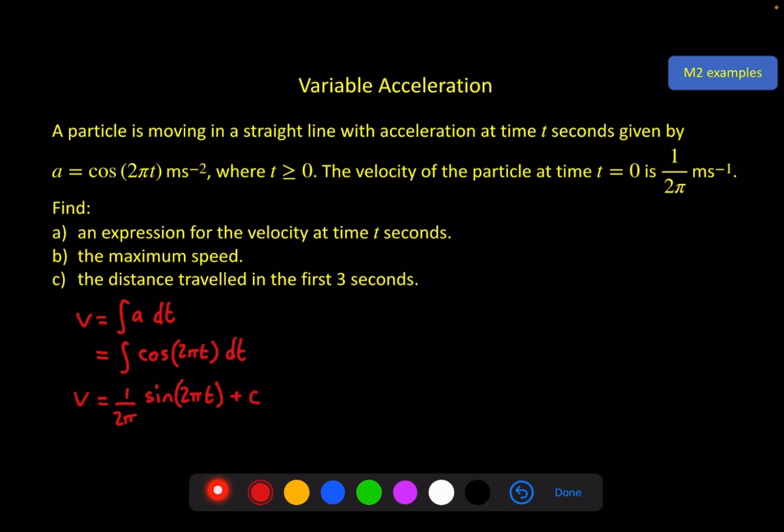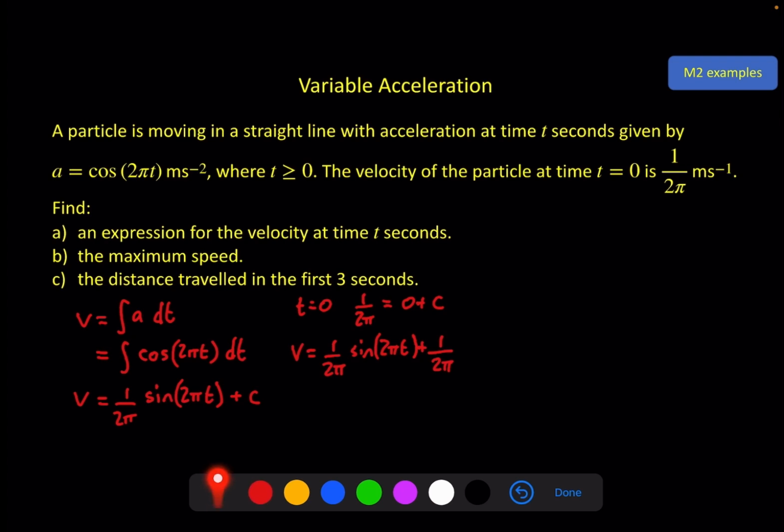Now we need the boundary conditions. When t is 0, this whole sine function becomes 0, so this whole first term becomes 0. V is 1 over 2 pi, so we end up with 1 over 2 pi is equal to 0 plus c, so that's our value for the constant, giving us the final equation of v is equal to 1 over 2 pi sine 2 pi t plus 1 over 2 pi. That's an expression for the velocity.